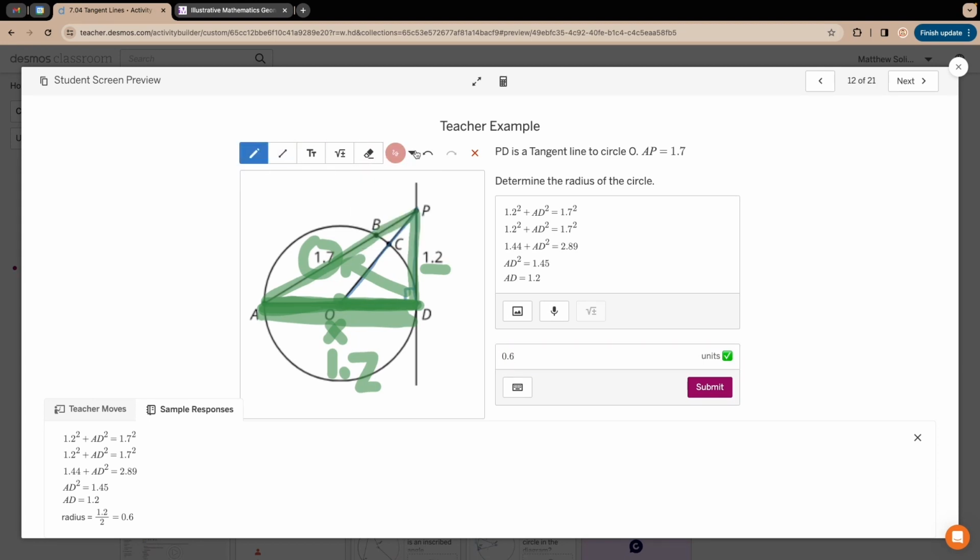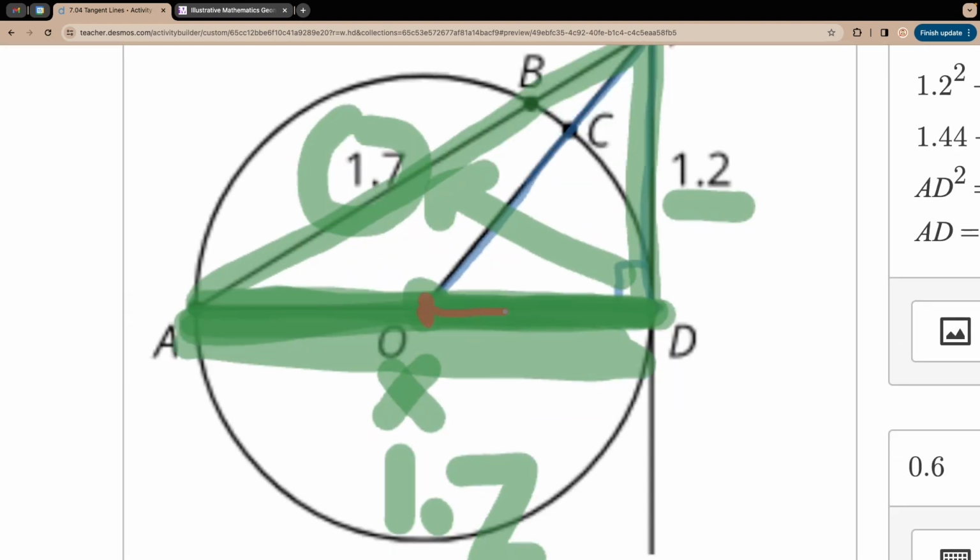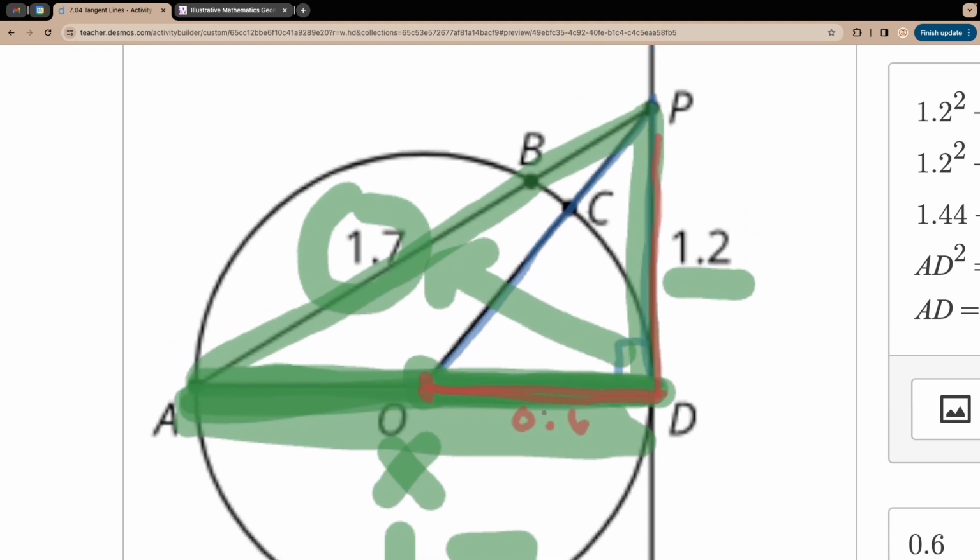So again, just going over problem solving with tangent lines, 0.6. That's how long it is from here to here. And if you look, it makes sense, right? Look at this radius. It is smaller than the 1.2.